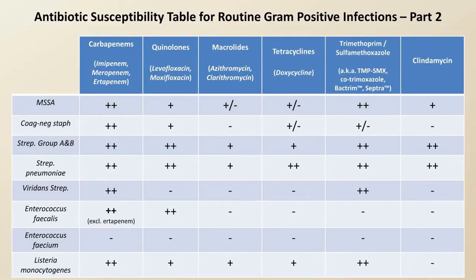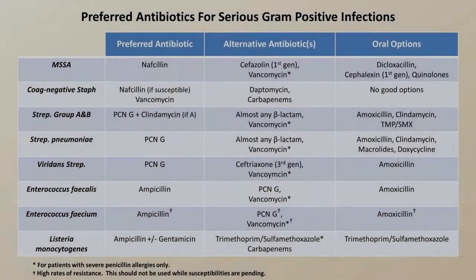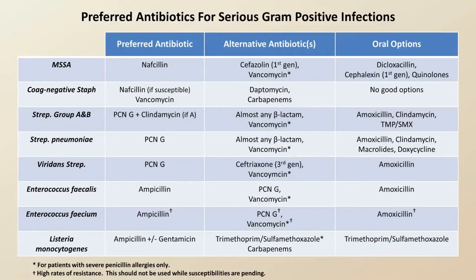So that was a lot of information. Is there any way to distill this down into something more digestible and possibly even memorizable? Here's a list of preferred antibiotics for specific serious gram-positive infections. Keep in mind this list is very general. You always want to consider whether the chosen antibiotic will get to the organ in question, as well as consider your hospital and community's local resistance patterns.